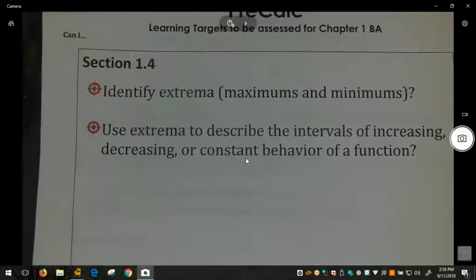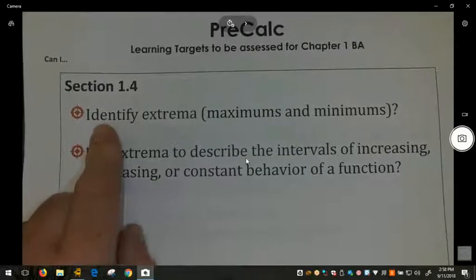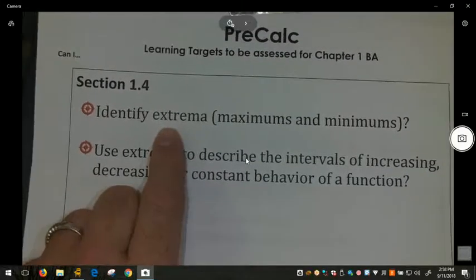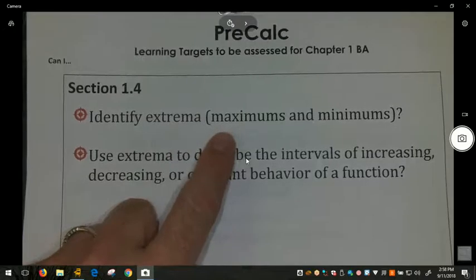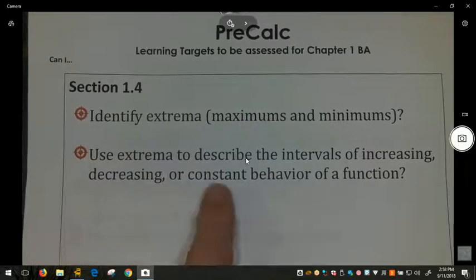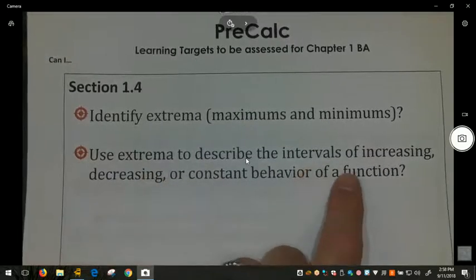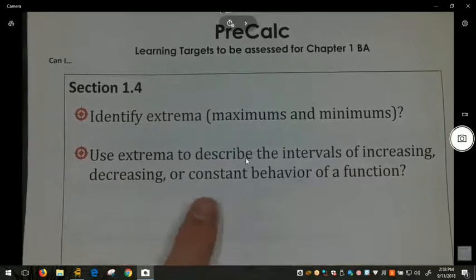Lesson 1.4 in PreCalc. The learning targets for this lesson are for you to be able to identify extrema, including relative and absolute maximums and relative and absolute minima. Also to be able to use those extrema to describe intervals of the domain for which the function is increasing, decreasing, or has constant behavior.